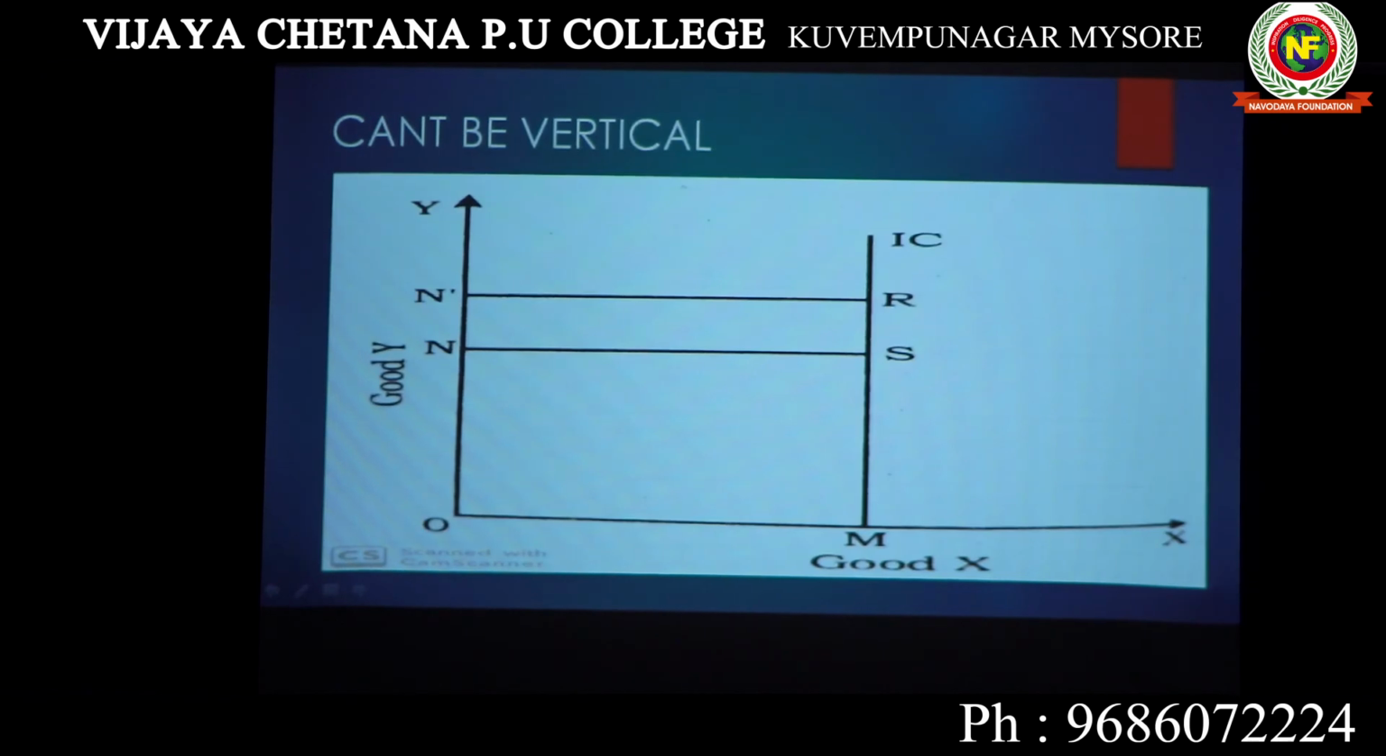Next one: can't be vertical. Indifference curve can't be vertical. Can't be vertical means it cannot be vertical to the OX axis. If the IC curve were vertical, you could purchase more and more of Y good without needing to sacrifice X good.